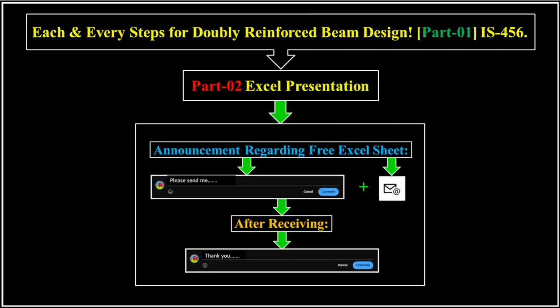And that brings us to the end of Part 01 of each and every step for doubly reinforced beam design, based on IS-456. Today, we laid down all the essential groundwork, and I'm going to be taking a brief break to prepare for Part 02. In the next video, you'll see the practical application of all these formulas right inside an Excel spreadsheet, making it super clear and easy to follow along.